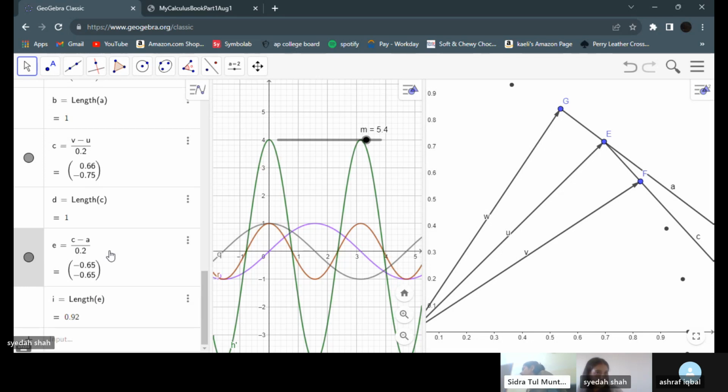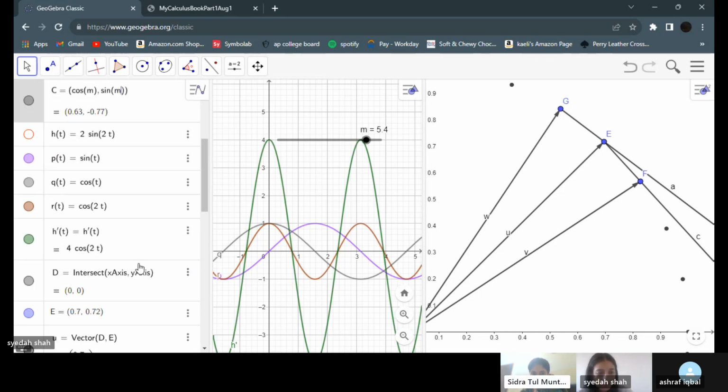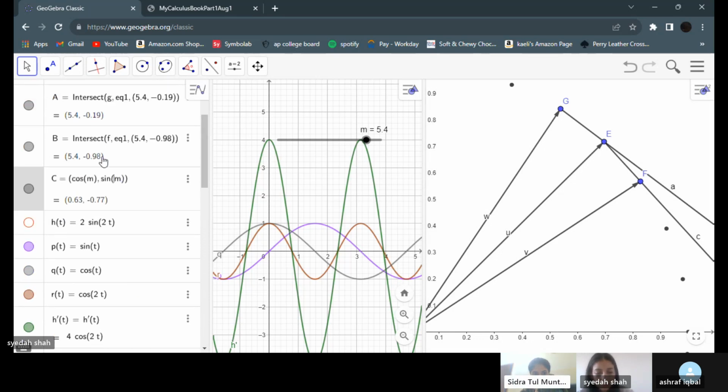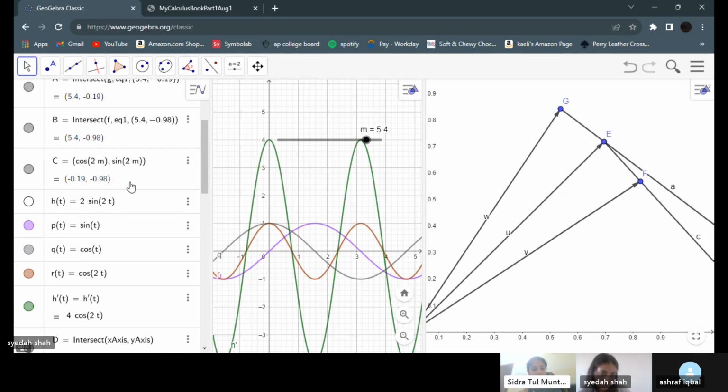Now just move to the point from which we were tracing the circle, the point cos of m, sine of m. Yes, this point. Now change the frequency from m to 2m. Yes, very good. So now you have changed the frequency from m to 2m.